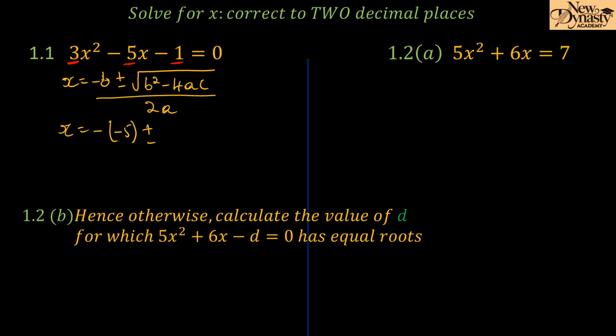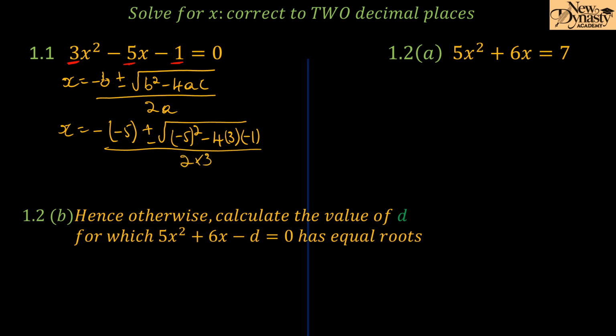plus minus the square root of negative 5 squared minus 4ac. So your a value is 3, your c value is negative 1. Please do not forget to divide by 2a. Our a is 3, so that is 2 times 3.